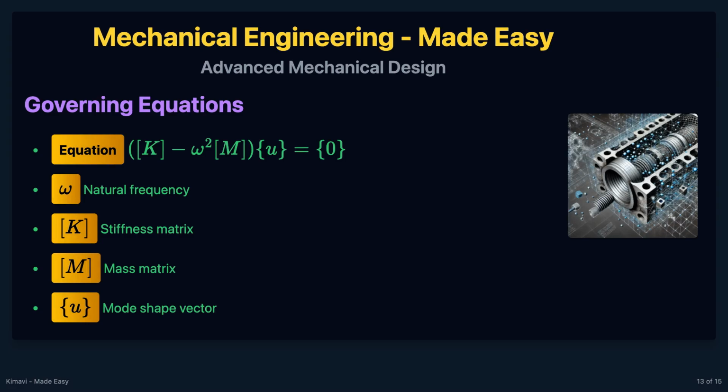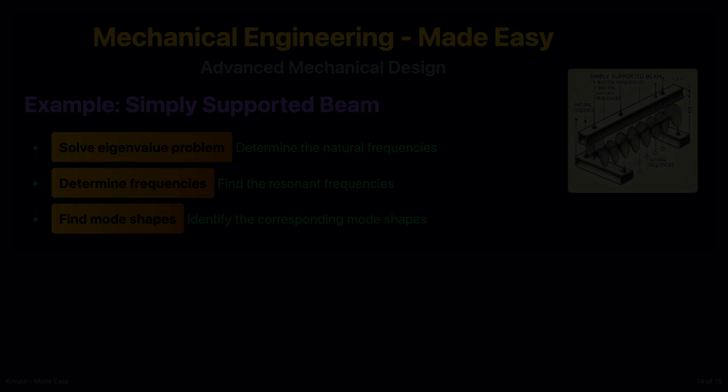The natural frequencies and mode shapes are found by solving the eigenvalue problem. It's the stiffness matrix minus the natural frequency squared times the mass matrix, all multiplied by the mode shape vector, and that equals 0. In this formula, omega is the natural frequency, k is the stiffness matrix, m is the mass matrix, and the mode shape is represented by the vector u.